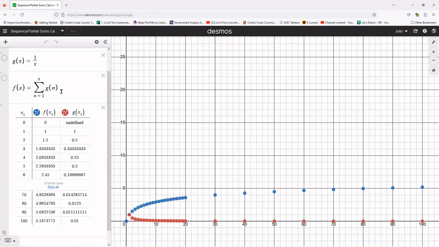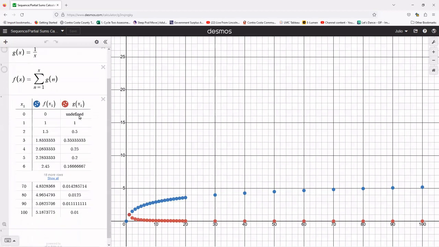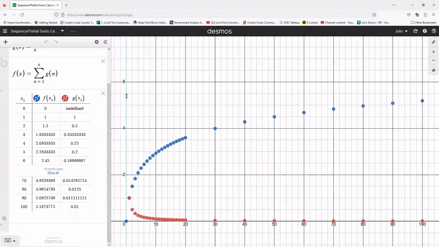This calculator that I prepared for everybody for this class is the sequence and partial sums calculator. Hopefully you see the g of x is sort of like your terms, your a sub n, and then the f of x is going to be the partial sum. From below, I give you a big, huge table that's got a bunch of these values, and you can zoom in and zoom out.